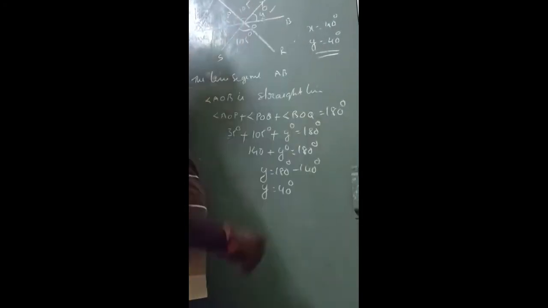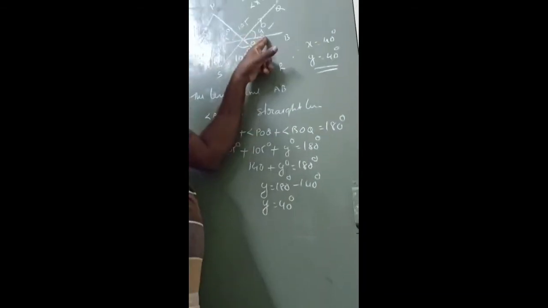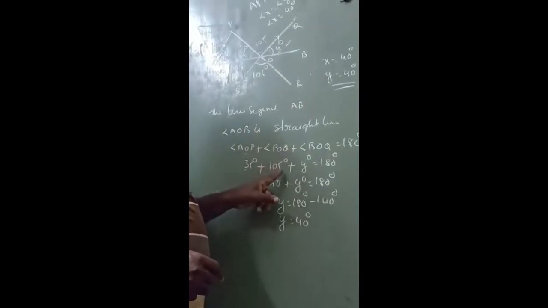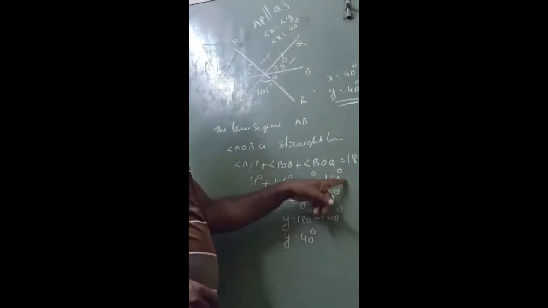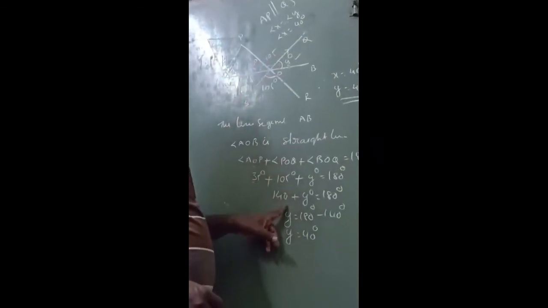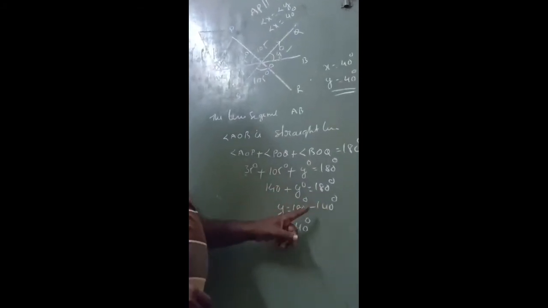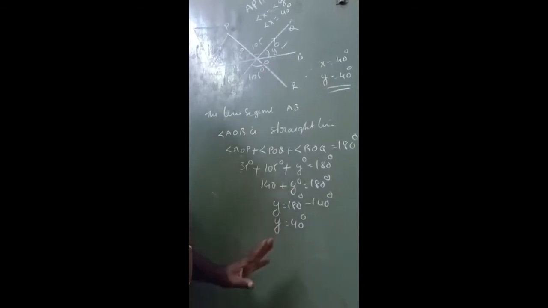What is the total angle? 180, this is the straight line. 35 plus 105 plus y is equal to 180. 35 plus 105 is equal to 140, plus y is equal to 180. Y is equal to 180 minus 140. So y is equal to 40 degrees.